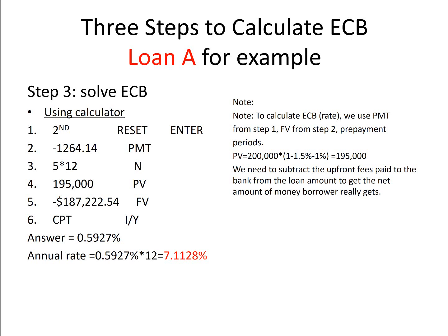So we can calculate the effective cost of borrowing. The rate is 0.5927% every month times 12, which gives us 7.1128% if we hold this loan A for 5 years only.